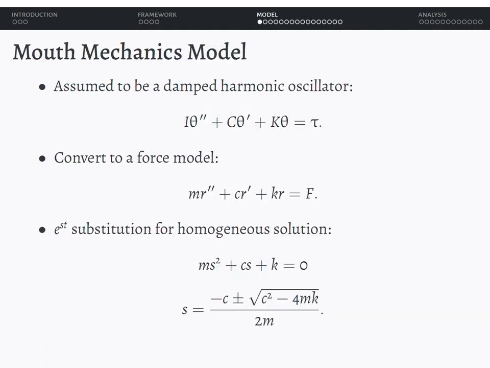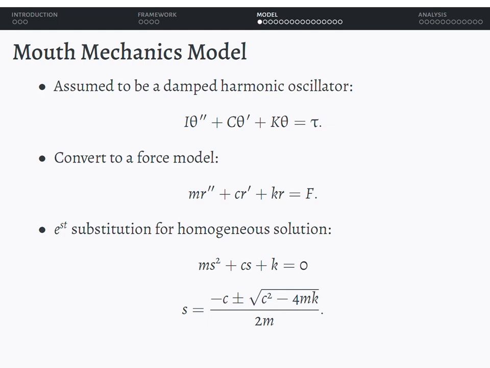To model the dog's mouth, we interpreted the jaw as a moment arm and the jaw muscles as a source of torque and assumed the system to be a damped-driven harmonic oscillator. Such a system can be described by an ODE using moment of inertia I, friction constant C, and a spring constant K to relate the various derivatives of angle. This torque-based ODE, describing the jaw as a hinge, can then be converted to a force-based ODE by dividing by the length of the moment arm.